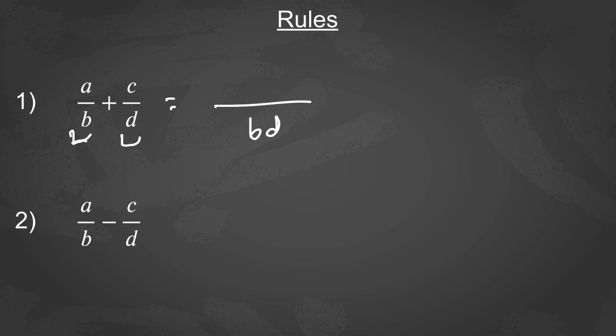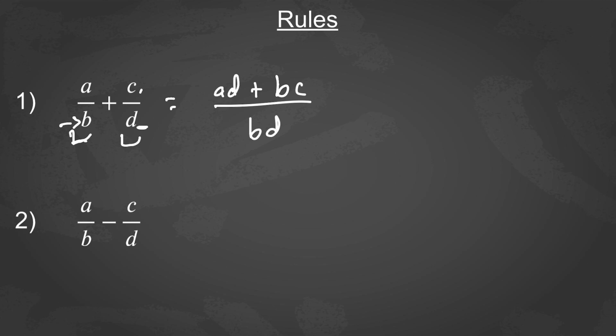Now we take this bd and divide it by each of the denominators in this case. So bd divided by b is going to be d. Then I multiply that by a, so we get ad on this side. Then doing the same thing, we take bd divided by d, we get b. Then we multiply b by c, so we get bc. And then this is how we'll combine these 2 fractions when we add it.